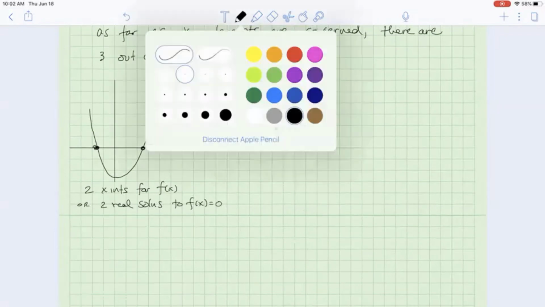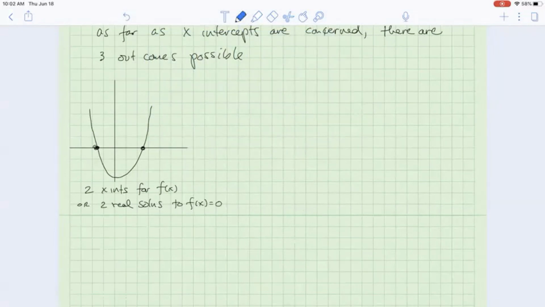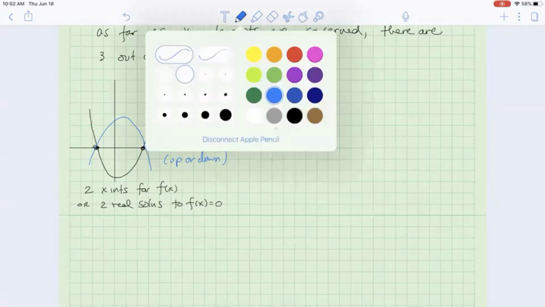And it doesn't have to open upward. It can be a parabola that opens downward as well. Up or down, doesn't matter, in each one of these scenarios.